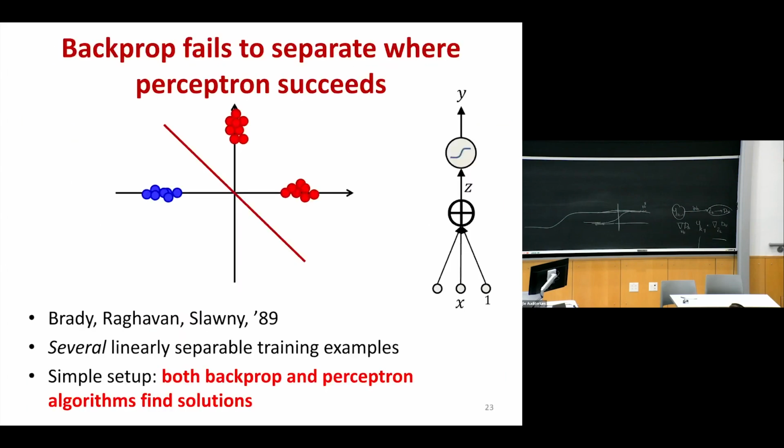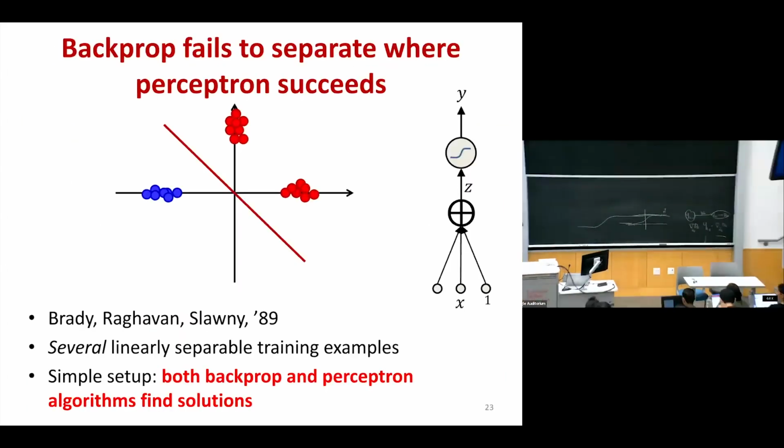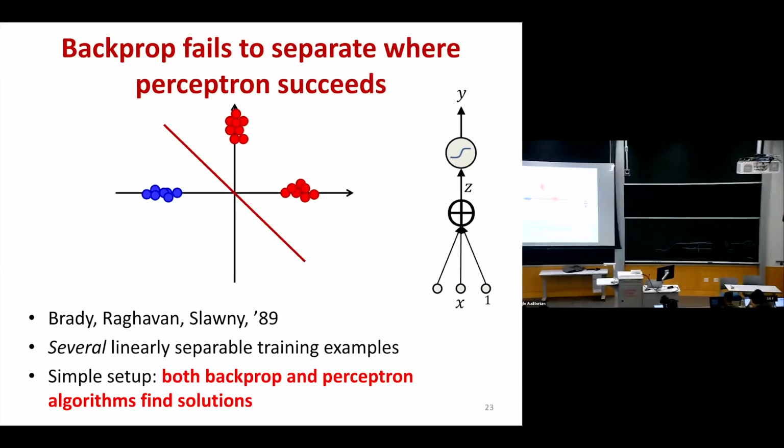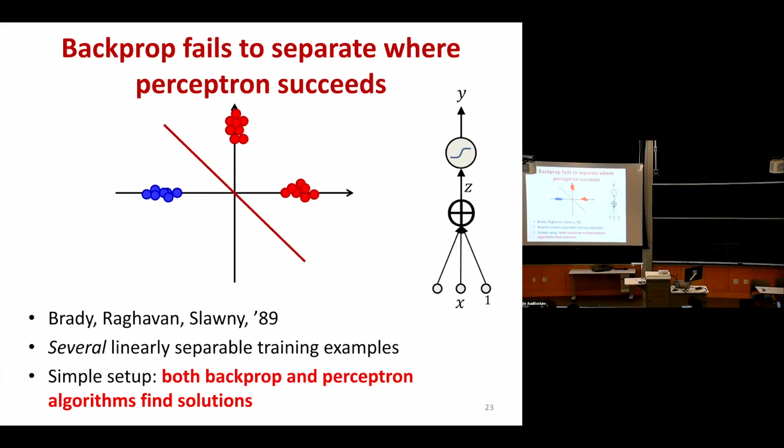Here's a very nice example by Brady, Raghavan, and Saloni from 1989, going way back when. Does backpropagation always separate? We're going to be comparing two kinds of activation functions, the threshold activation versus the sigmoidal activation, where we're using a loss function as we defined it. Let's say you have the red classes and the blue classes. Are these linearly separable? Yes.